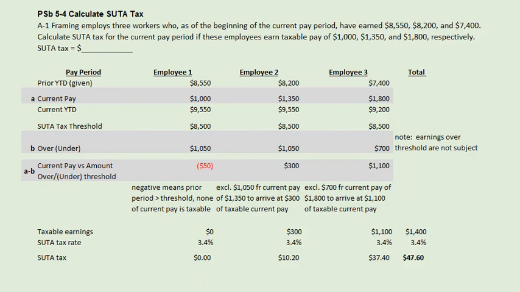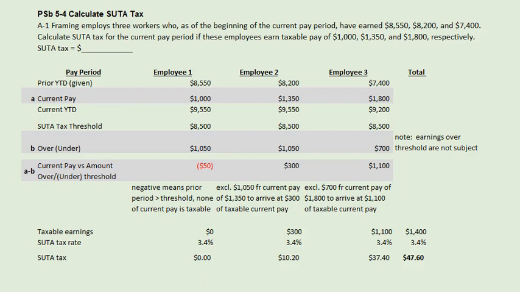The problem reads, A1 Freeman employs 3 workers who, as of the beginning of the current pay period, have earned $8,550, $8,200, and $7,400. Calculate SUTA tax for the current pay period if these employees earn taxable pay of $1,000, $1,350, and $1,800 respectively. What is the SUTA tax?